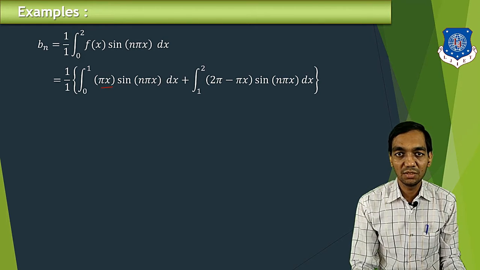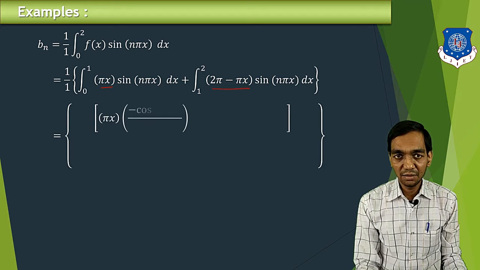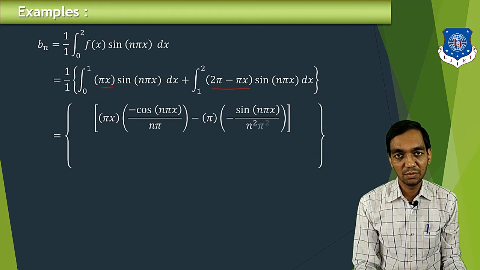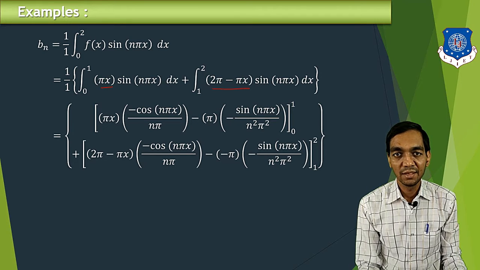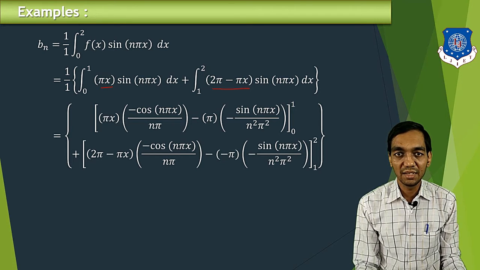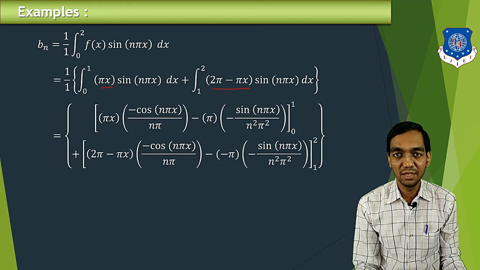At that time the function has the value (2π − πx) sin nπx dx. Now integrate by using integration by parts. So πx as it is, sine has an integration of −cos nπx upon nπ, minus πx's derivative, which is π, and minus cos's integration, which is −sin nπx upon n²π². And it has a limit from 0 to 1.